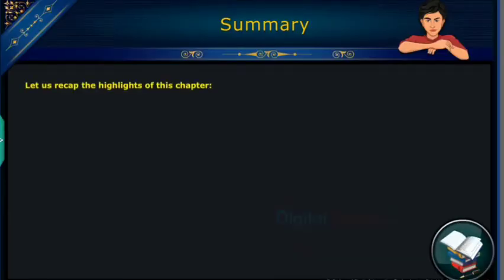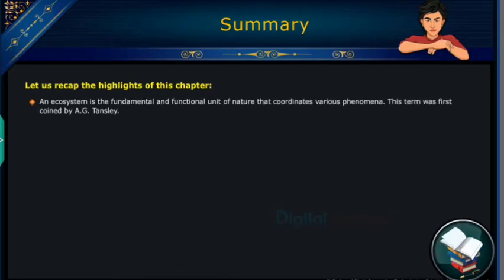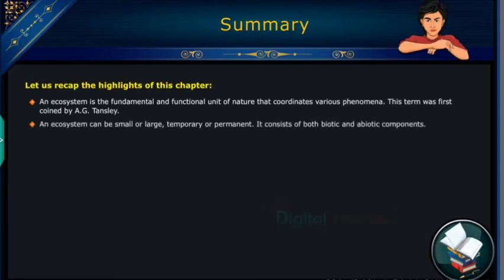Summary. Let us recap the highlights of this chapter. An ecosystem is the fundamental and functional unit of nature that coordinates various phenomena. This term was first coined by A.G. Tansley. An ecosystem can be small or large, temporary or permanent.